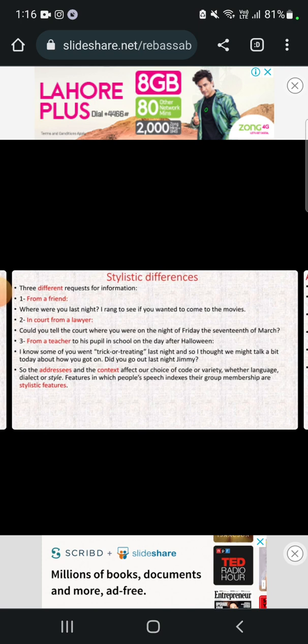So the addressees and the context affect our choice of code or variety, whether language, dialect, or style. Features in which people's speech indexes their group memberships are stylistic features. What are stylistic features? How do you define them? Features in which people's speech indexes their group membership, in which they show their membership to a specific group, are called stylistic features of that group.